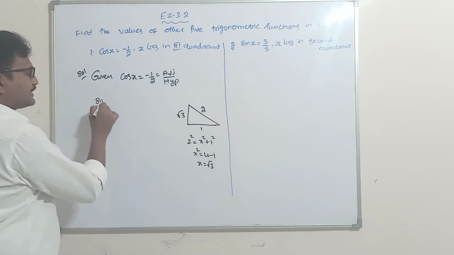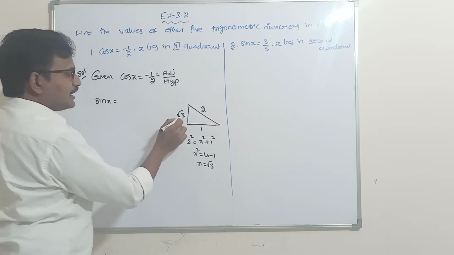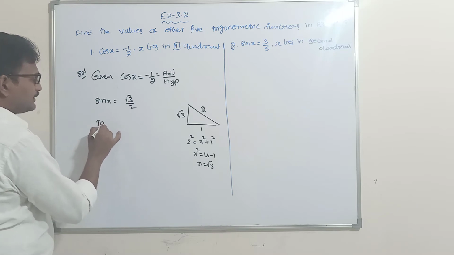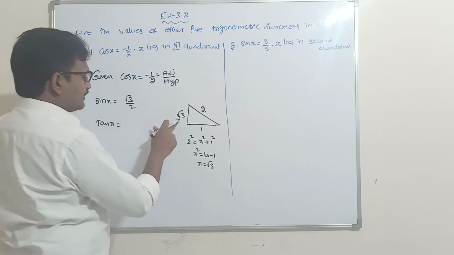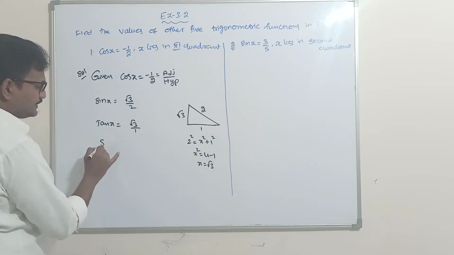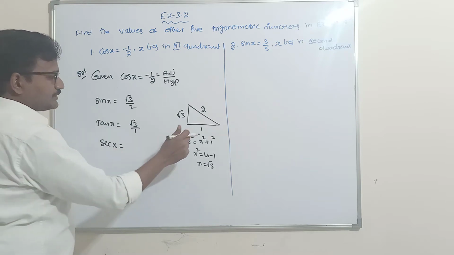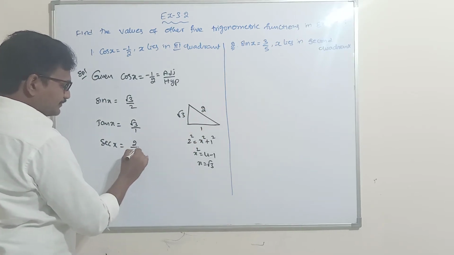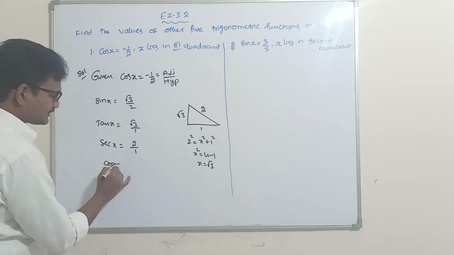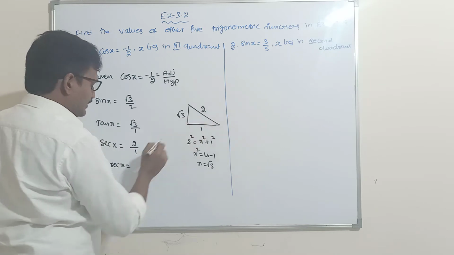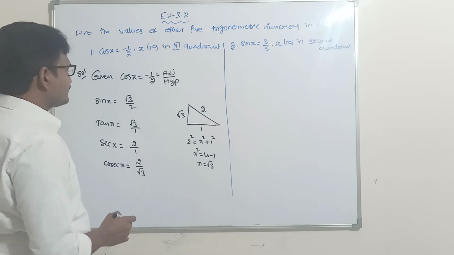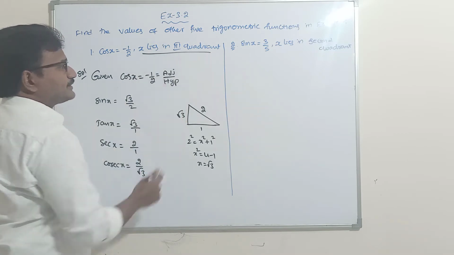Then what is the value of sin x? Sin x is equal to opposite side by hypotenuse, that means root 3 by 2. So tan x value is opposite side by adjacent side, root 3 by 1. Next, secant x value is hypotenuse by adjacent side. Next, cosecant x value is hypotenuse by opposite side. So here x lies in the third quadrant.